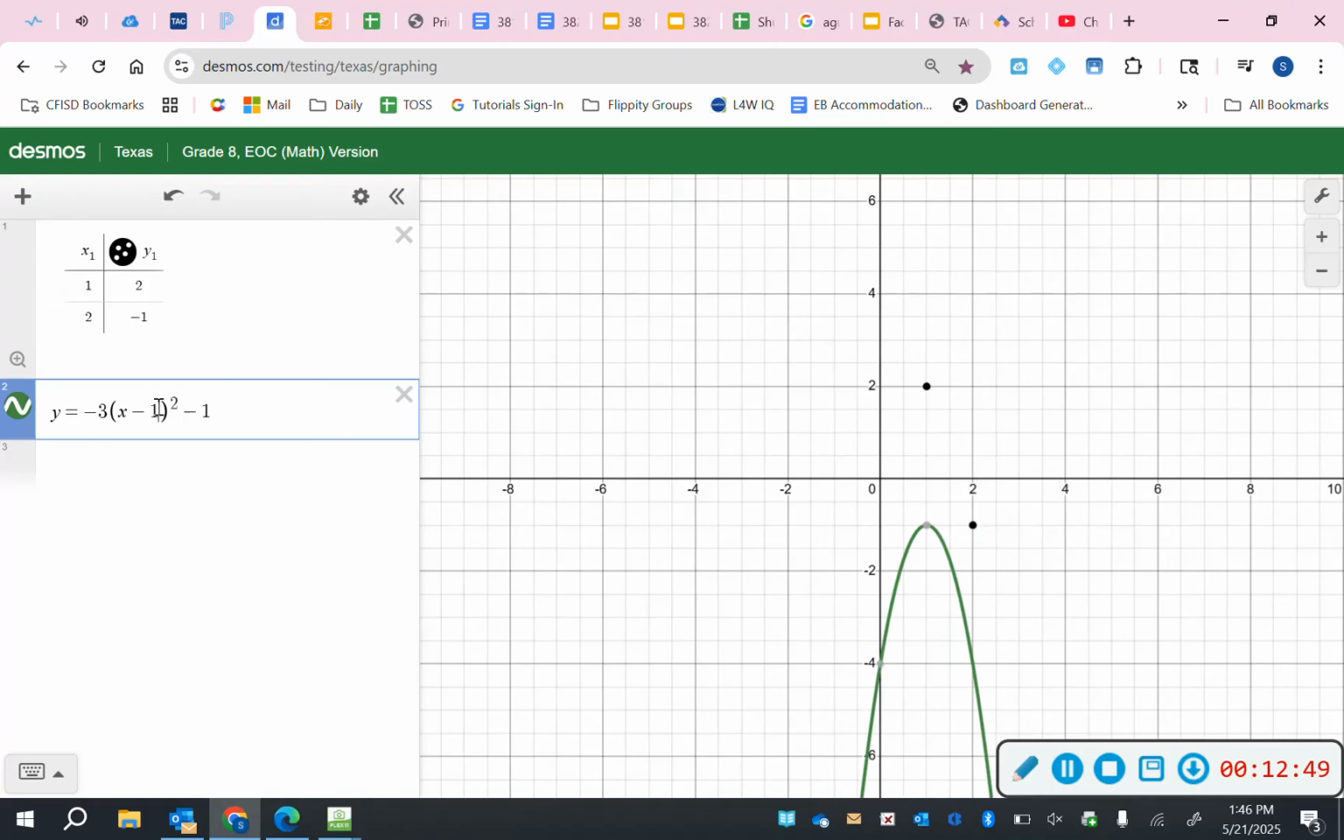So now I'm going to check answer choice C: -3 times x minus 1 squared plus 2. This one definitely goes through both points. And the vertex is specifically at (1, 2). Our answer is C.